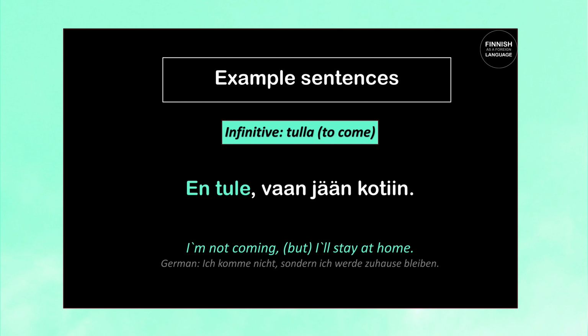And then we have the verb jään, which is the first person singular present tense of the verb jäädä, which means to stay. And this verb requires the location we're staying at to be in the elative case, which is why it's followed by the word kotiin. Kotiin is the elative case of the word koti, which means home. So let's repeat. En tule, vaan jään kotiin. I'm not coming, but I stay at home.